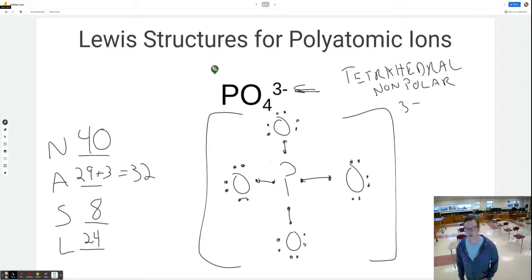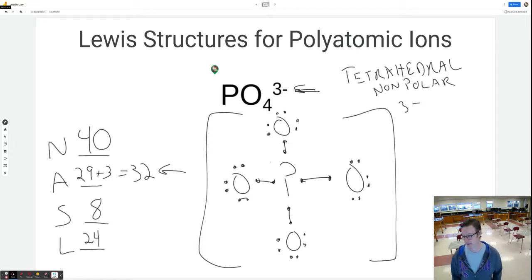Okay, so again, 2 things that you do differently for polyatomic ions versus molecules. One, you adjust the number for A in NaSl, and you do the opposite of the charge. So if it's a positive charge, you subtract electrons from the A. If it's a negative charge, you add electrons to the A. Go through the rest of the process exactly like you would, and at the end you put brackets around the whole thing and put the charge on the outside of the brackets, and that's it. Then you can come up with the shape and the polarity using the same methods that we do for molecules.